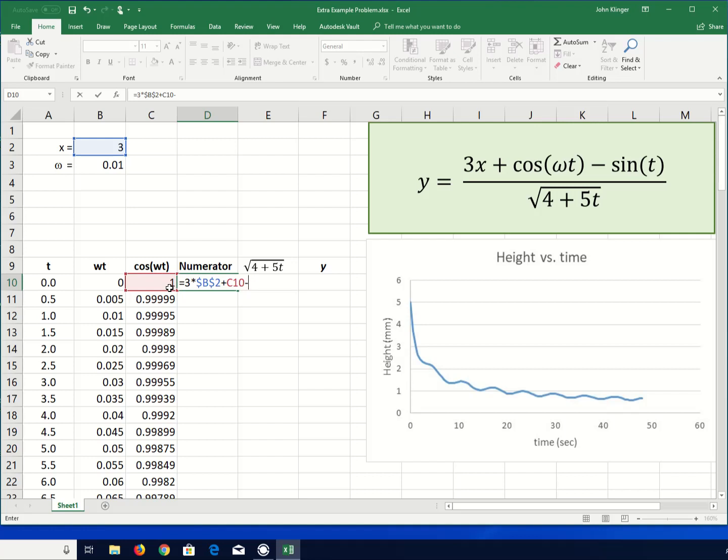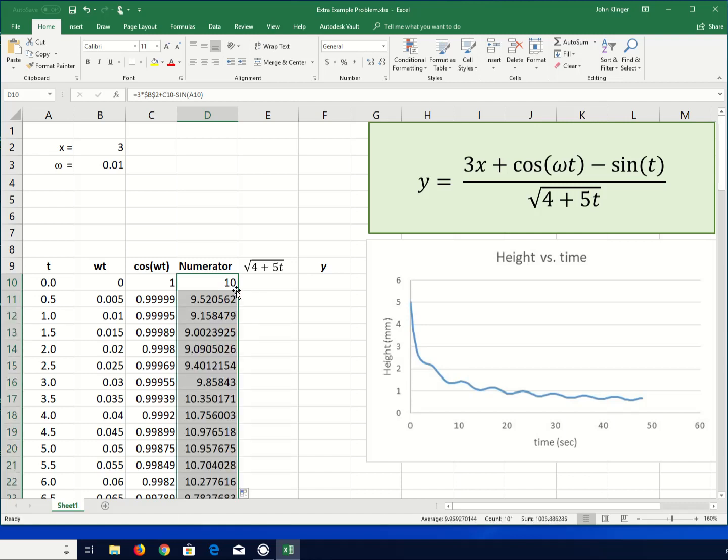minus sine of t, and that also will be relative because I'm going to copy it down. And we see that value is 10. Let's see if that makes sense. We know 3 times 3 is 9, plus 1 is 10, and the sine of 0 is 0. So 10 does make sense. Let's copy that down. And now let's do our denominator.